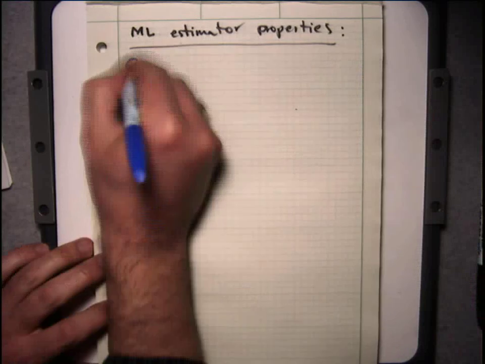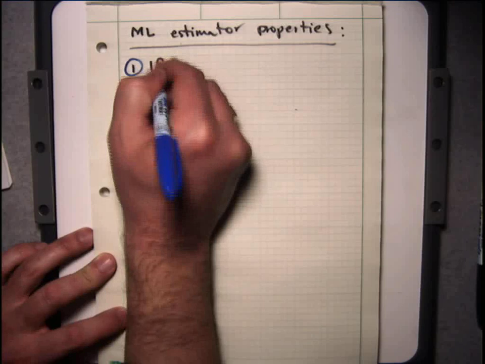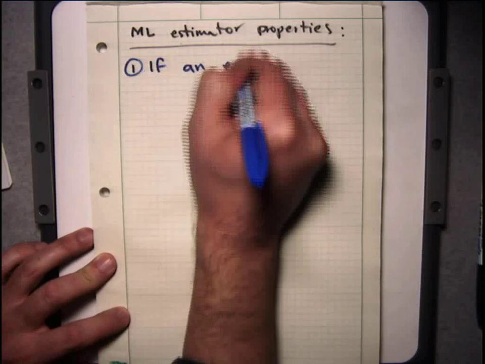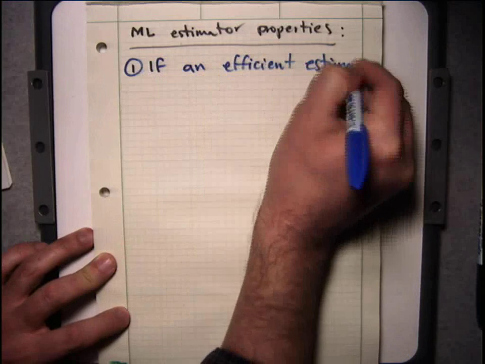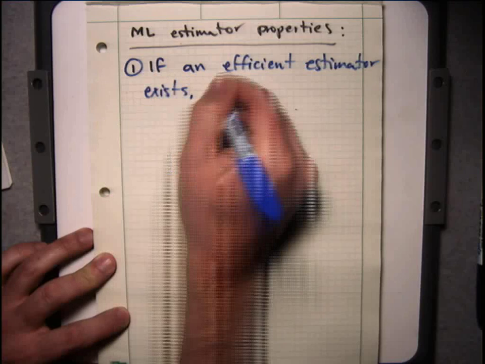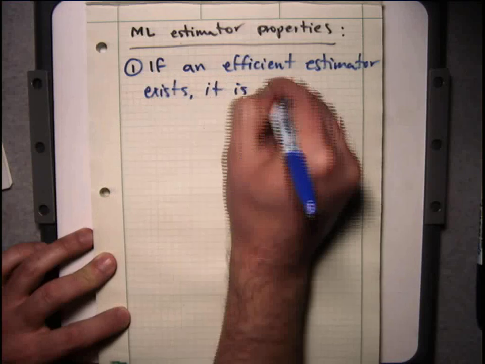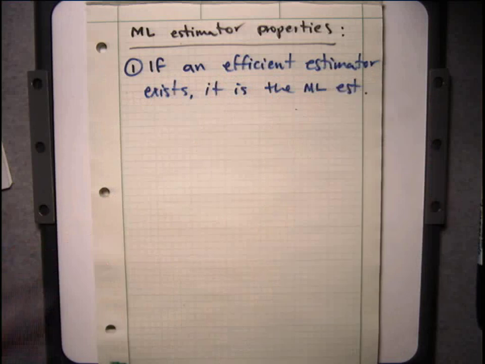The first one, I'm not going to prove this. If an efficient estimator exists, it is the maximum likelihood estimator. Okay, this is a really interesting and powerful result.